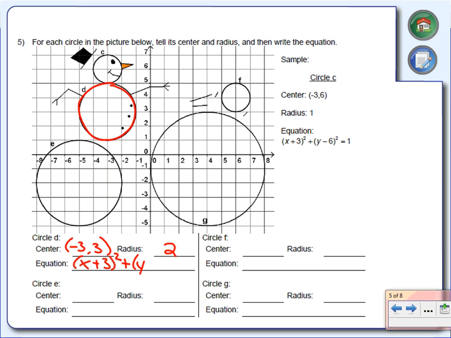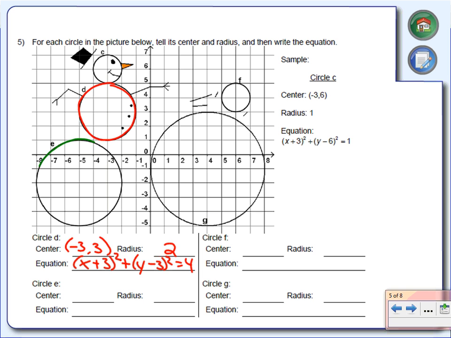Plus y minus 3 squared. Again, it's the opposite of our y value. And what is it going to equal to? 4. All we're going to do is take this radius and square it. So the equation for D is x plus 3 squared plus y minus 3 squared is equal to 4. That's the equation for that particular circle.